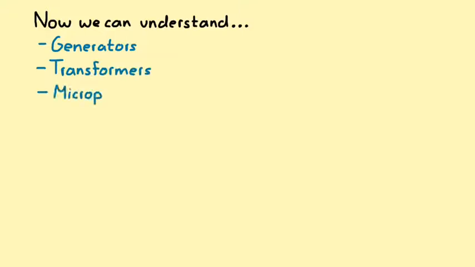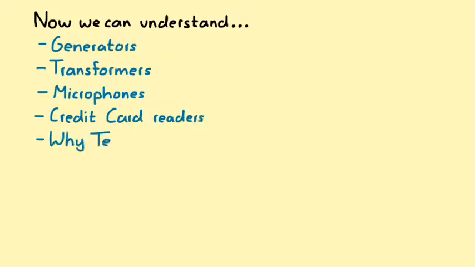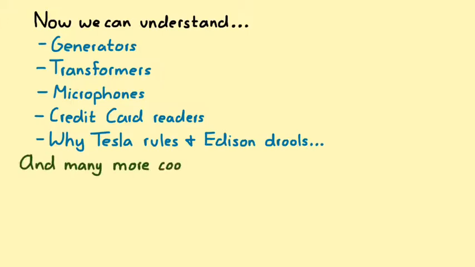So that's the basic information for today. Once we understand all this stuff, we can understand things like generators, transformers, microphones, those little credit card scanners at the grocery store, and then most importantly, why Nikola Tesla rules and Thomas Edison drools. These are all cool and super duper awesome things, but we will save them for next time.